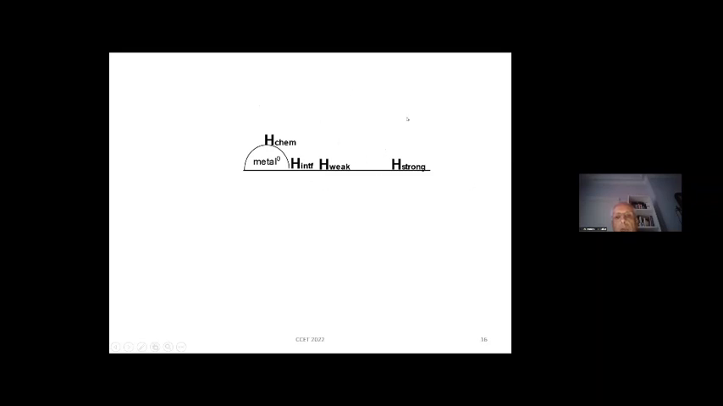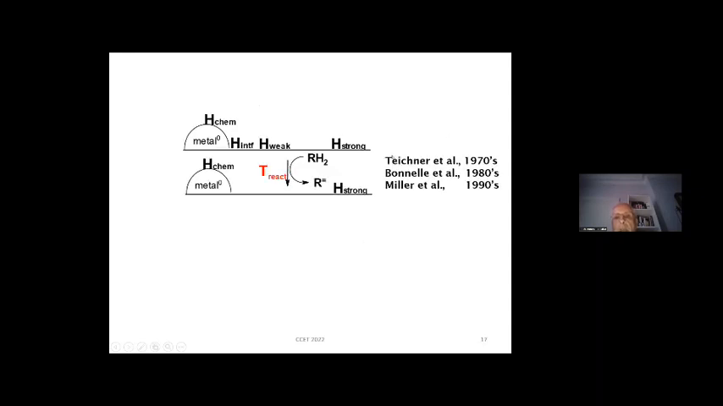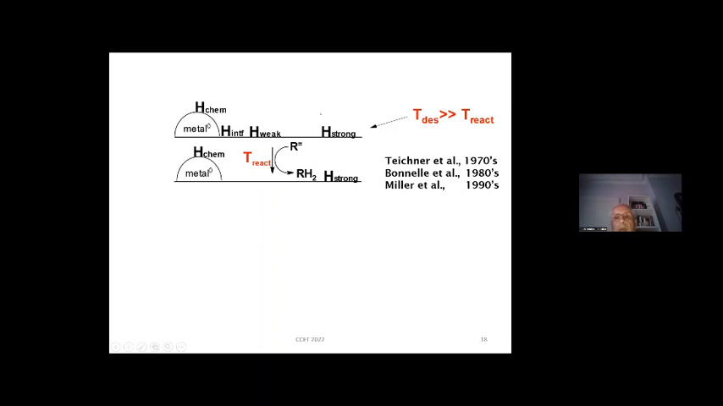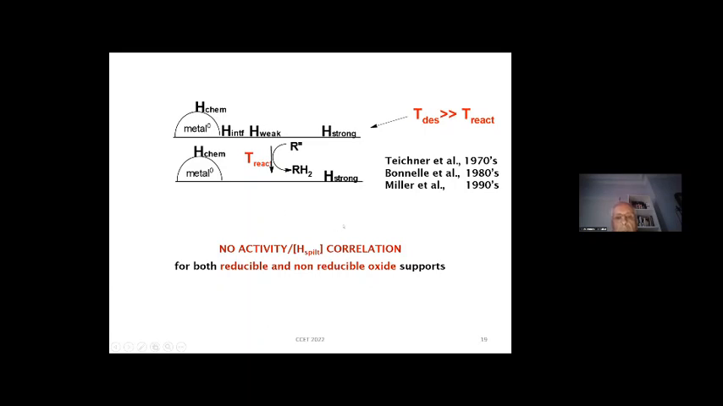Hydrogen spillover is adsorbed on the support weakly or strongly, and also at the interface, weakly at the interface. Ancient work, that of Teschner, Bonnell, and Miller, showed that in a hydrogenation reaction, only the weakly adsorbed species on the support or at the interface react, but the strongly adsorbed species remain as spectators. The reason is that the desorption temperature of the strongly held species is much higher than the temperature of the reaction. So the conclusion is that there exists no correlation between activity and concentration of hydrogen spillover incorporated in the support for both reducible and non-reducible oxides.